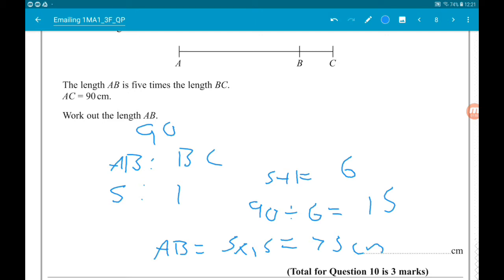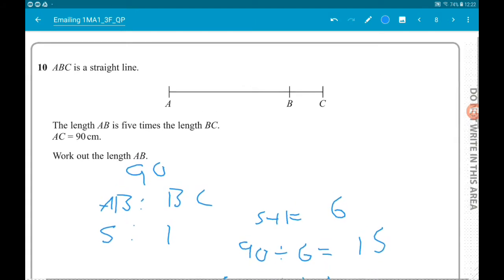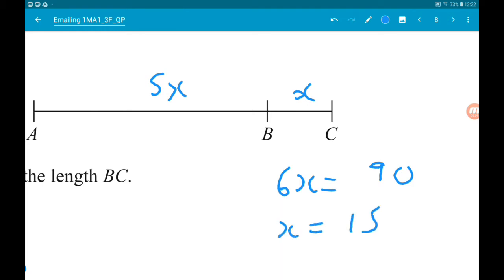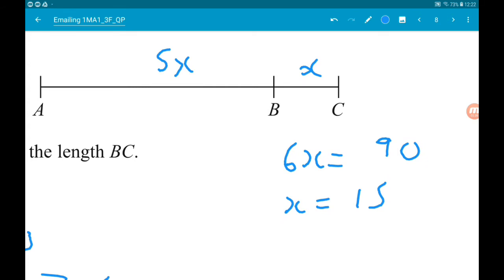Cool. So we could also have done that a different way, because we know that AB is 5 times BC. If we call BC x, then we know that AB is 5x. Altogether, we know 6x is 90. So we could find x by dividing by 6. And then get AB again by multiplying by 5. Really, we're doing exactly the same thing, it's just dressed up a bit differently.